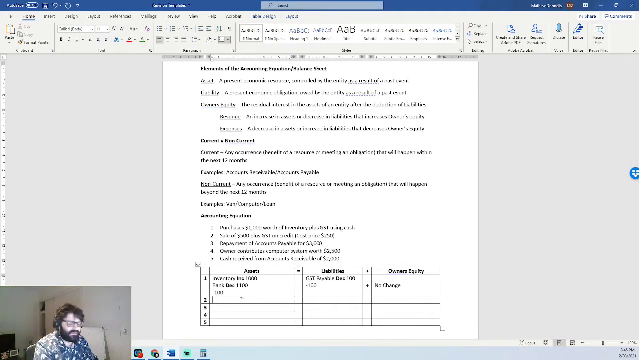If it's on credit, it's accounts receivable. Now, we're going to do this in 2 parts. And now sales is a revenue, so that goes part of the owner's equity because it's an increase in assets, no decrease in liability. So we increase the assets, increase the owner's equity. So we go sales or profit increase 500. Now we are receiving GST, so that means GST payable increase 50.